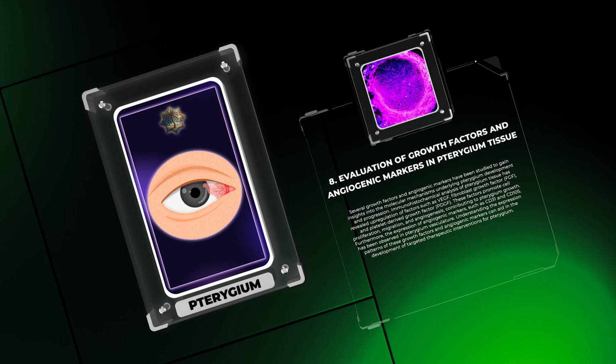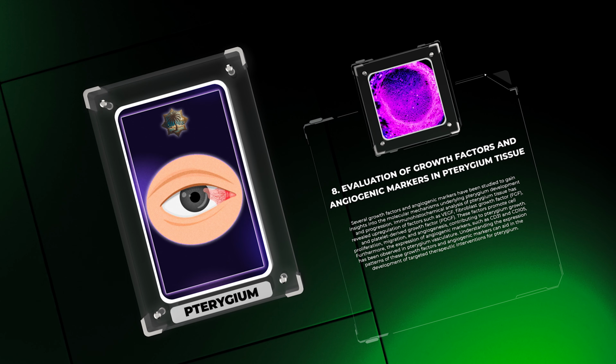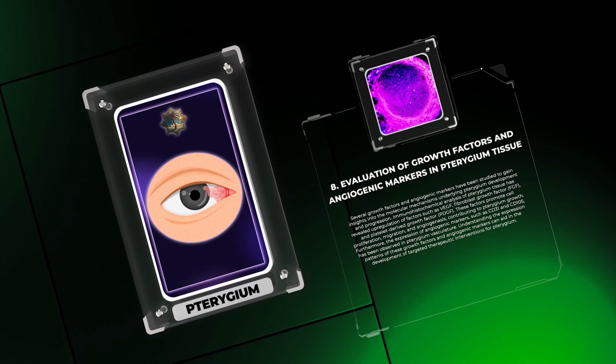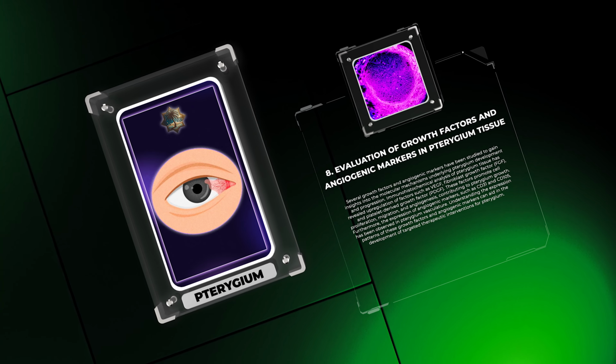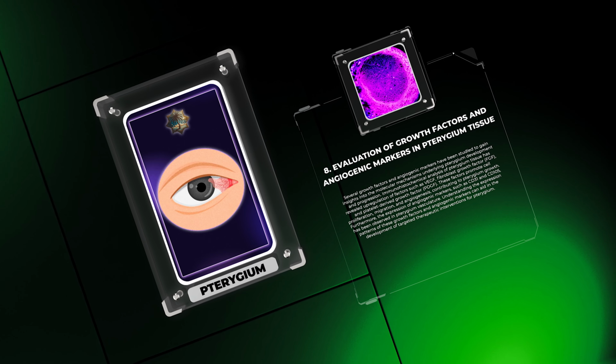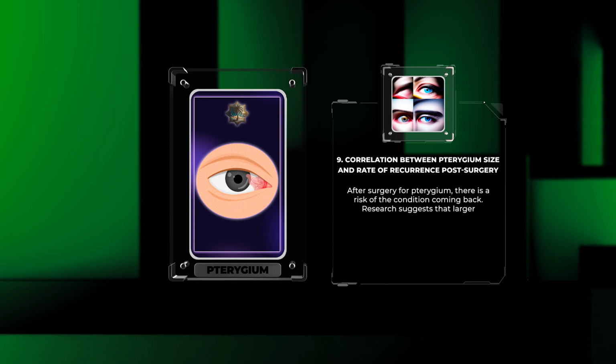Furthermore, the expression of angiogenic markers, such as CD31 and CD105, has been observed in pterygium vasculature. Understanding the expression patterns of these growth factors and angiogenic markers can aid in the development of targeted therapeutic interventions for pterygium. After surgery for pterygium, there is a risk of the condition coming back.